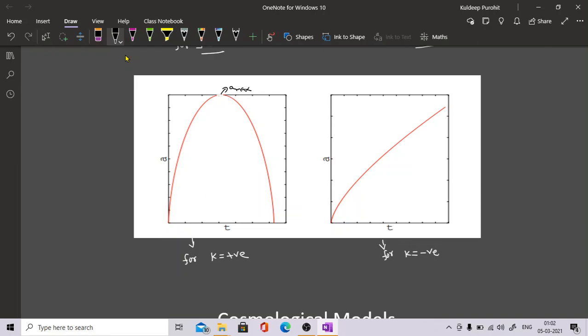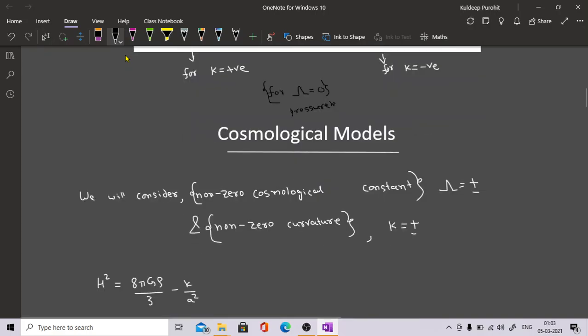It means that the universe will expand up to a certain point, then again it will start contracting if k is taken as positive. But if k is taken as negative, you can see that you are getting an ever expanding universe. And in both these cases, remember that we have taken lambda, which is a cosmological constant, equal to 0, and we have only considered pressureless dust. So now we have got the variation of how the dynamics of the universe change.